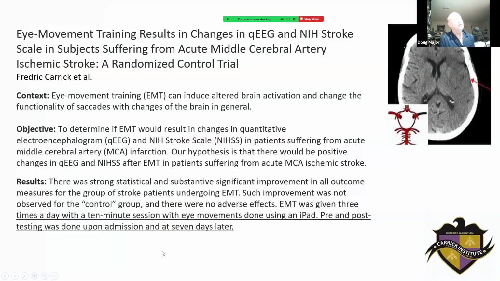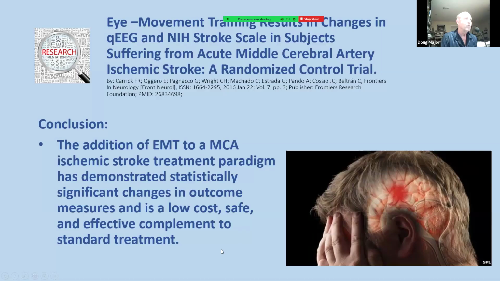And here's a great randomized controlled study that is just not touted as much as Carrick et al. They used eye movement training after a middle cerebellar artery stroke. In the control group, they gave a control type of visual therapy, 3 times a day, 10 minutes a day, using an iPad for 7 days. And the results were stunning. Everyone improved in the treatment group, and they had a significant increased change with just eye movements for 7 days.